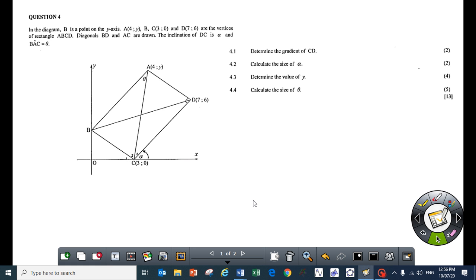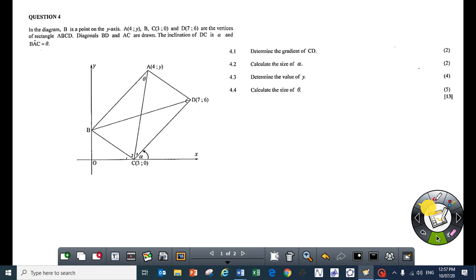Let's now go to the problem. That's to remember. Alright, so we have got this diagram. The first question says determine the gradient of CD. Now 4.1, you take a break for the lesson and put your grade down.